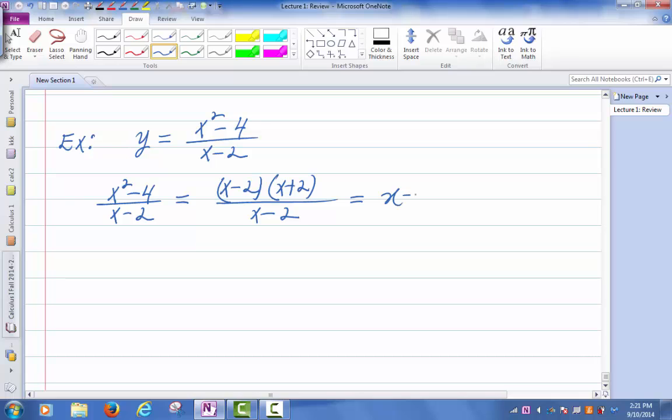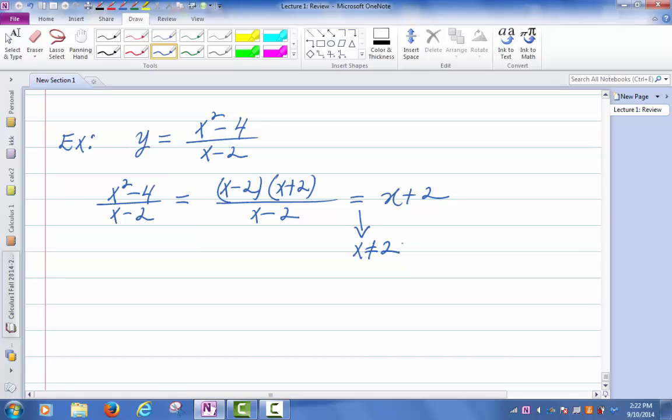X does not equal 2, because when x is 2, the fraction is undefined. When x is 2, this guy is 4, right? So what is this telling us? This is telling us that both functions are equal except at 2. So their graphs are the same except at 2, right?